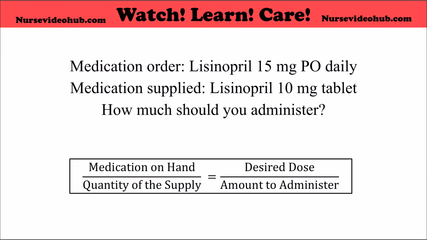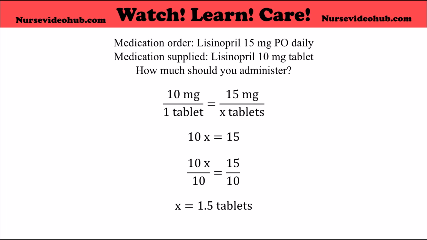Now let's calculate another order. The medication order is lisinopril, 15 milligrams PO daily. The medication supplied is lisinopril 10 milligram tablets. How much should you administer? Set up your proportion. The first ratio is the medication supplied, 10 milligrams per 1 tablet. The second ratio is the desired dose, 15 milligrams per X tablet.